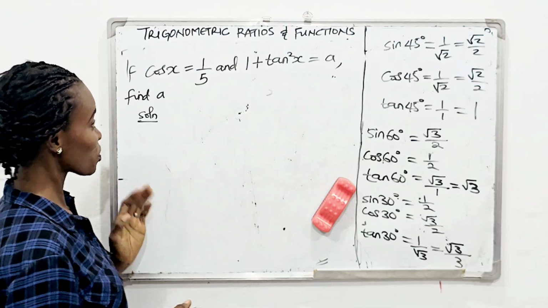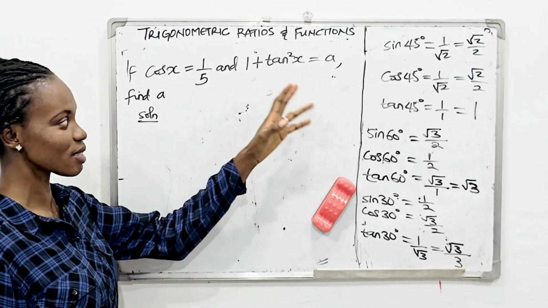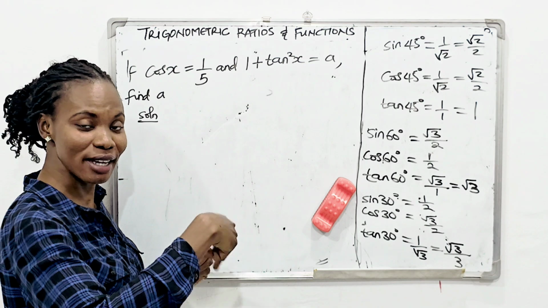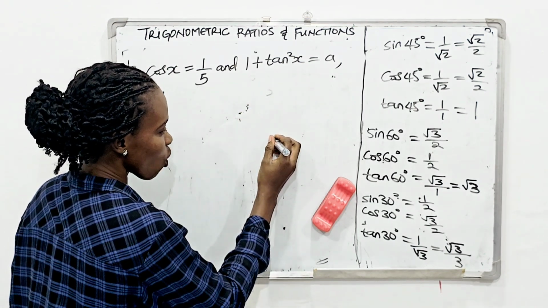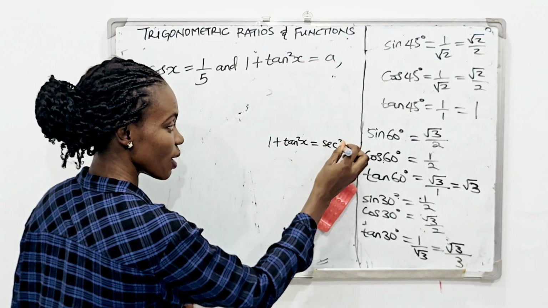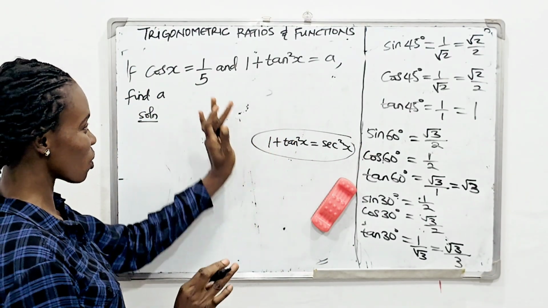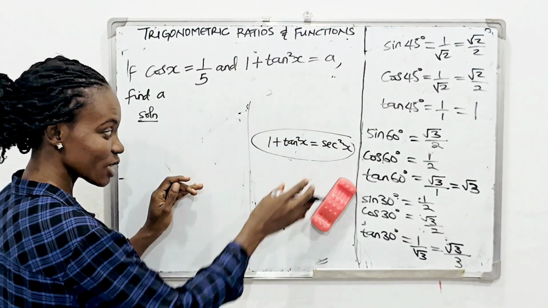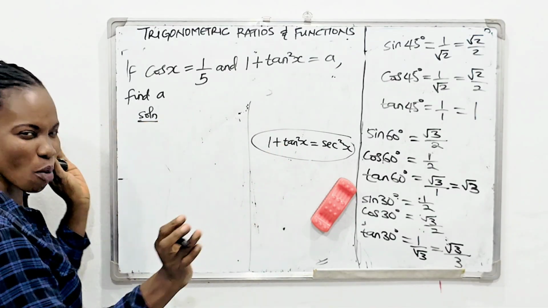Okay, let's look at another example. Let's look at this question now. If cos x is equal to 1 over 5 and 1 plus tan square x is equal to a, find a. Actually, there's a trigonometric identity we can use to solve this: 1 plus tan square x is equal to sec square x. This is an identity. But let's assume you don't know this. There are so many ways to answer this question, so we can answer it using this identity, or solve it normally as if you don't know anything about this.